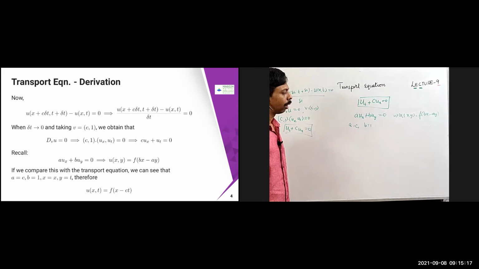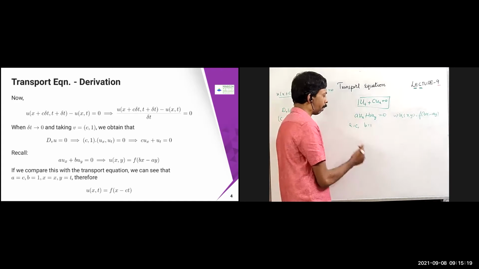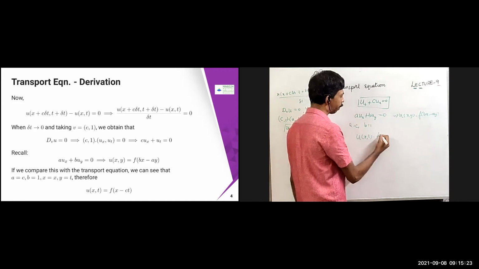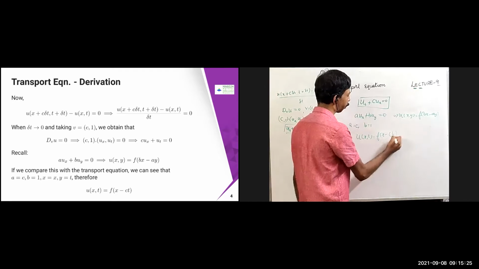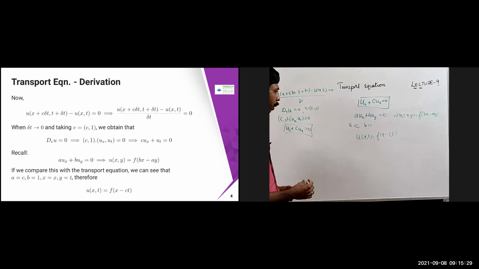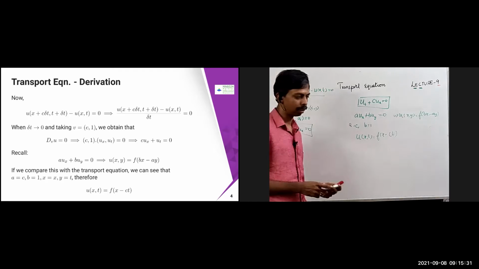So for this problem, u(x, t) is going to become f(x minus ct). This is going to be the answer for this problem: u(x, t) is equal to f(x minus ct).